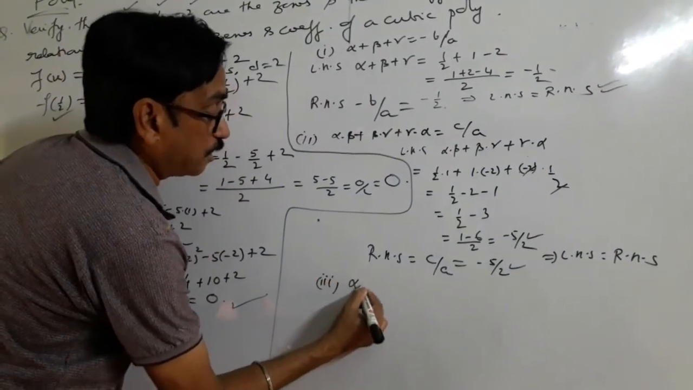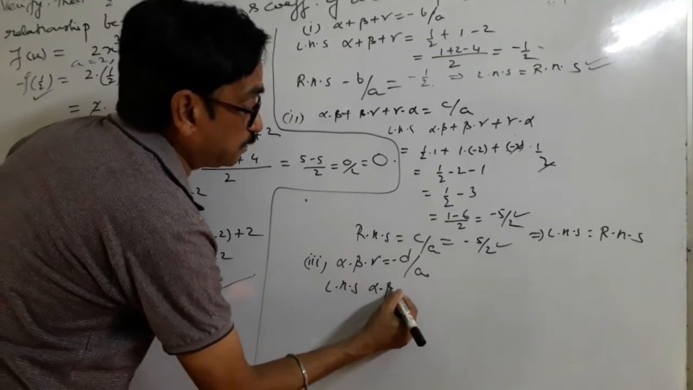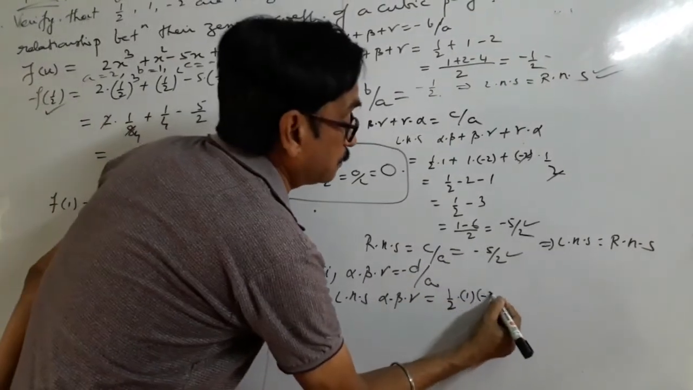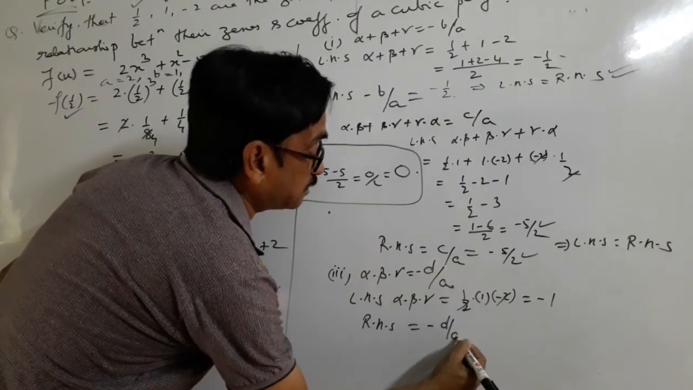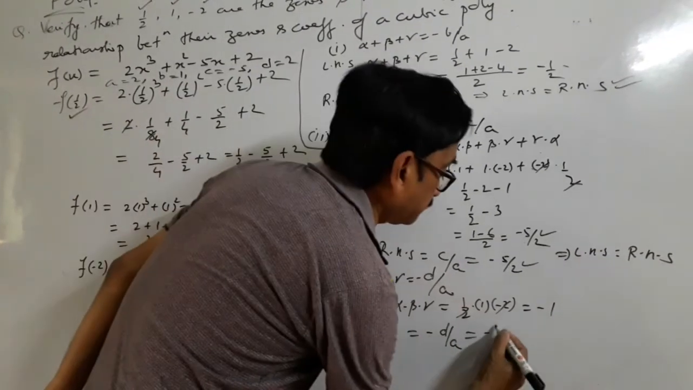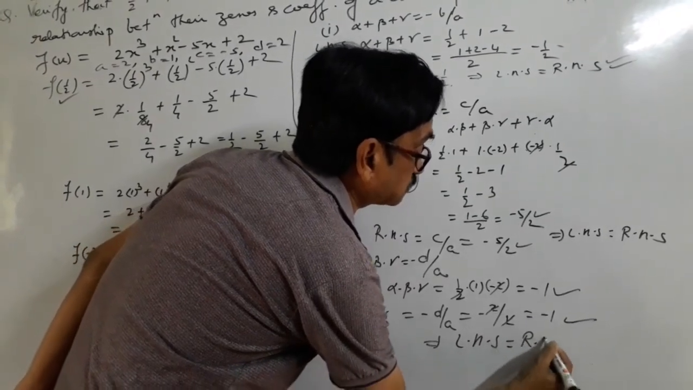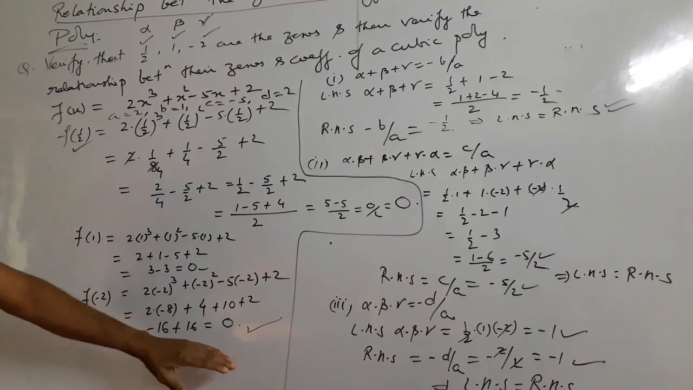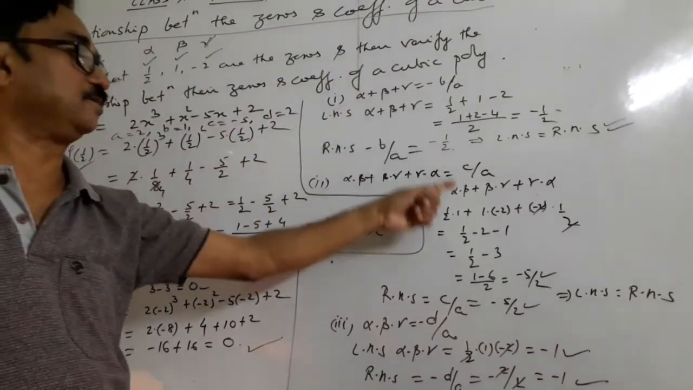Now the third relation: alpha into beta into gamma is equal to minus d by a. LHS: alpha into beta into gamma, the value of alpha is 1 by 2 into 1 into minus 2, which equals minus 1. RHS is equal to minus d by a. The value of d is 2, and the value of a is also 2. So minus 2 upon 2, which equals minus 1. So again verified. Therefore we can say that here also LHS is equal to RHS. So this is the way to prove that the given 3 points are the solutions of the given cubic polynomial, and we can take any of them as alpha, beta and gamma, and then we have to verify the 3 relations. Thank you.